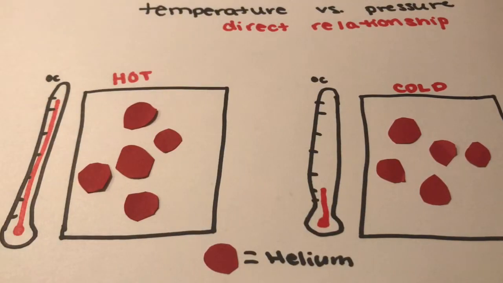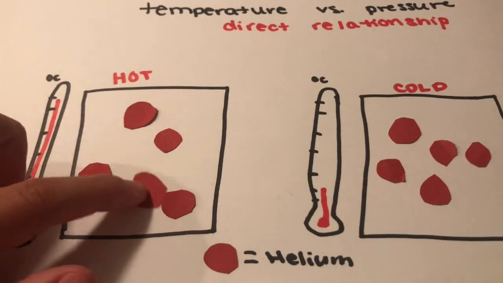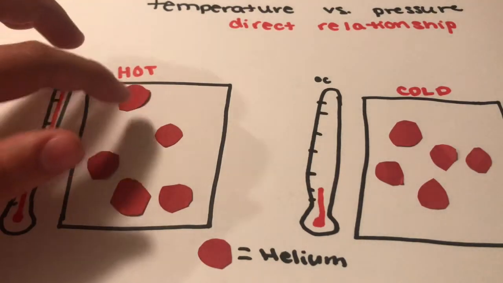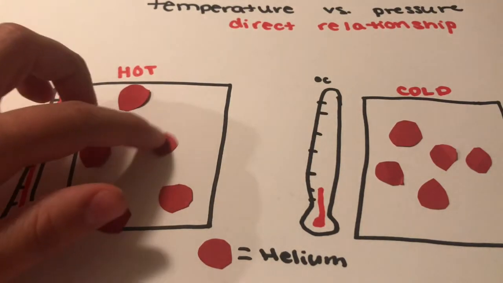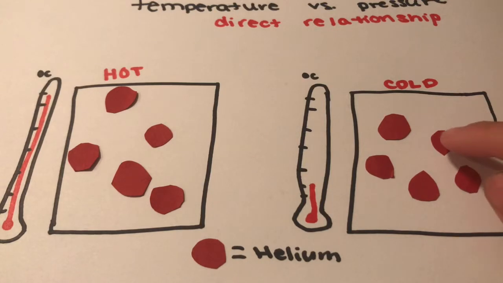Temperature and pressure also have a direct relationship. When it's hot, the temperature increases, which also increases the average kinetic energy of the molecules. This means that they're going to be moving faster and hitting the walls more often, which increases the pressure of a system. When the temperature is decreased, the average kinetic energy of molecules is lower, which means they're going to be moving slower and hitting the walls less often.